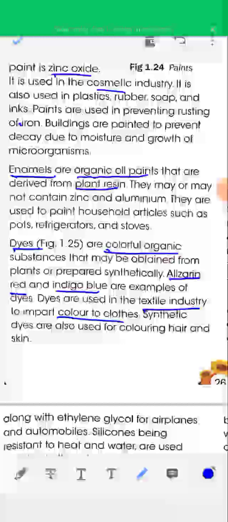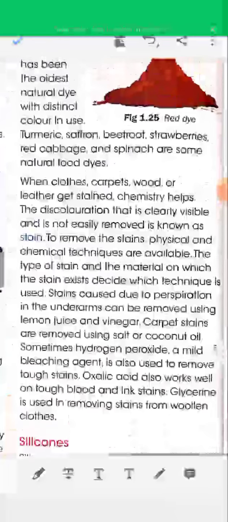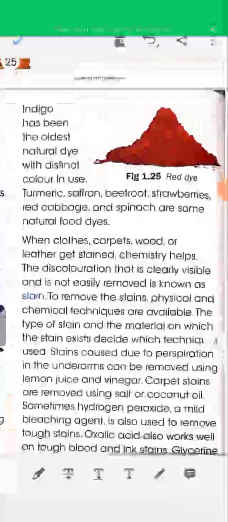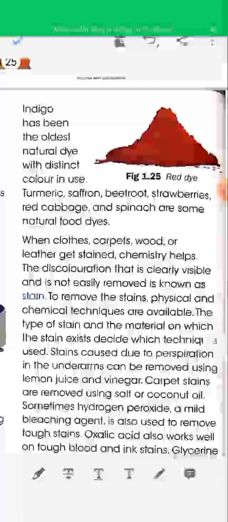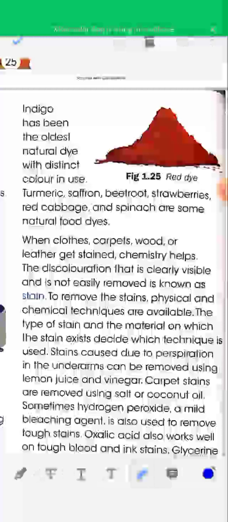There are some synthetic dyes, and synthetic dyes are used for coloring hair and skin. Examples of natural dyes are turmeric, saffron, strawberries, and red cabbage. These are some common natural food dyes, that is, they are used to color food.